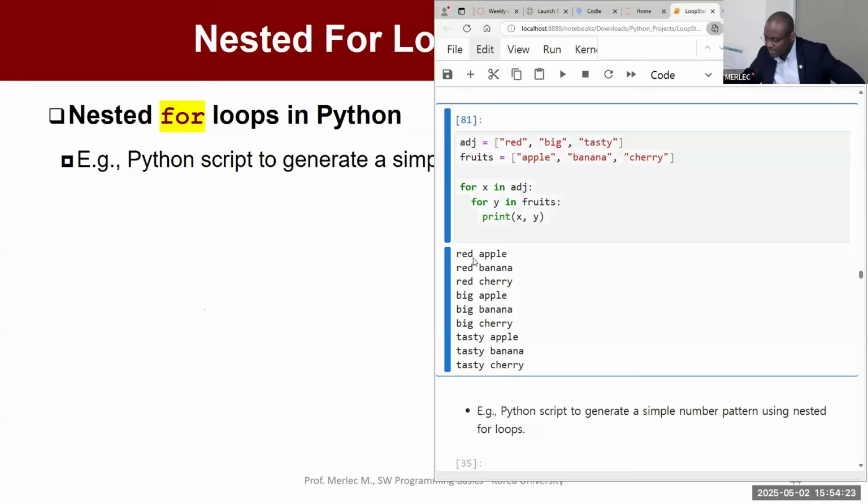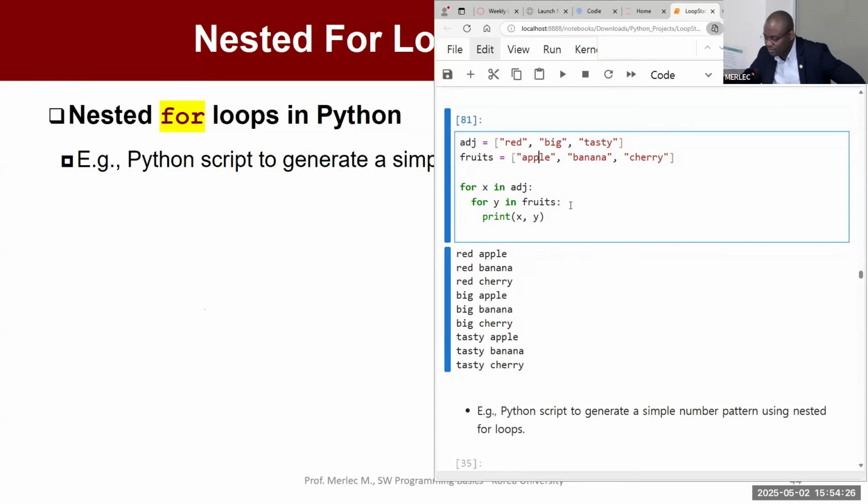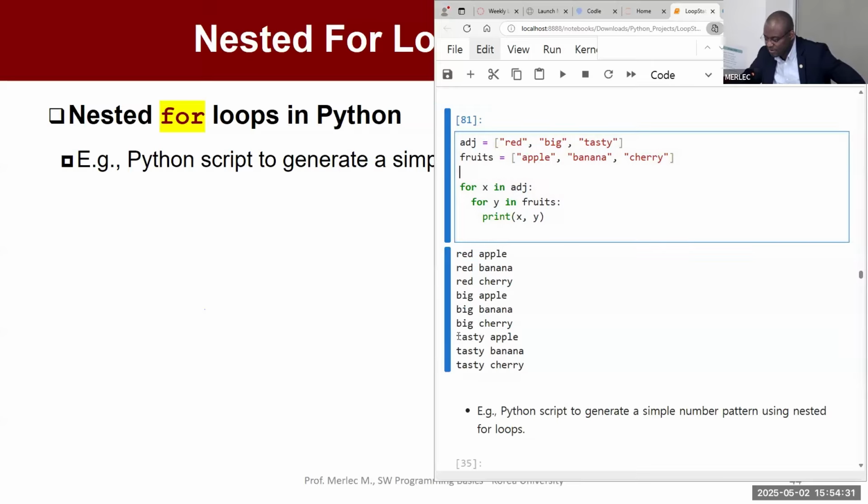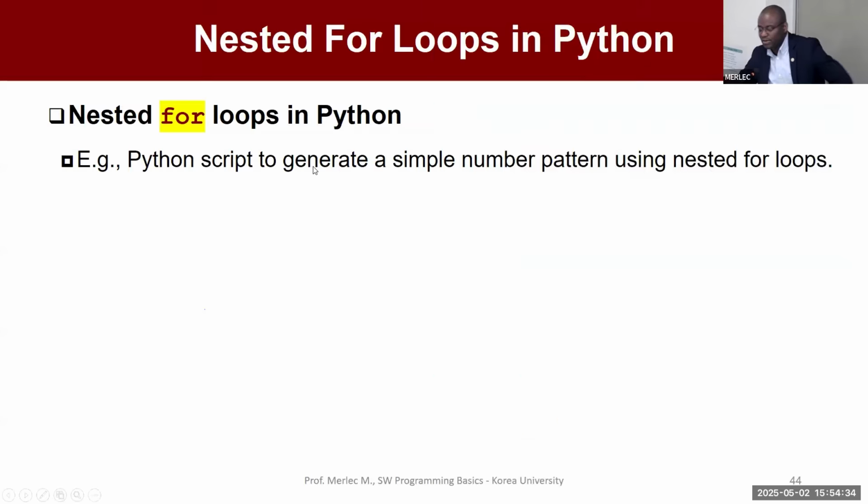So here you have red 3 times because we have 3 objects in fruits. And then big 3 times, we have 3 objects in fruits. Same for tasty. So this is an illustration of a nested for loop.